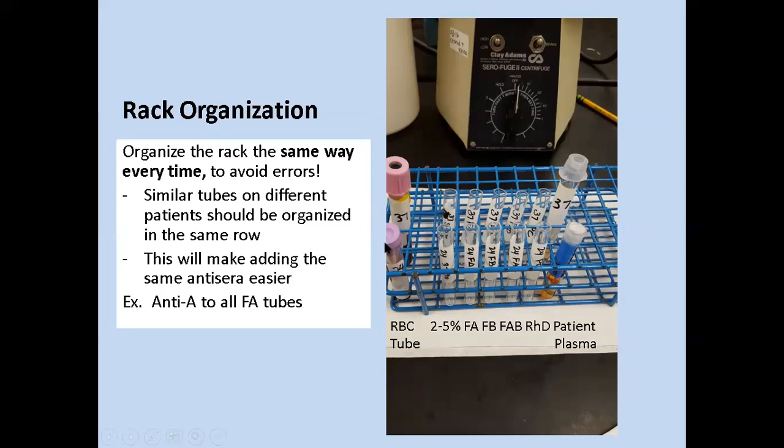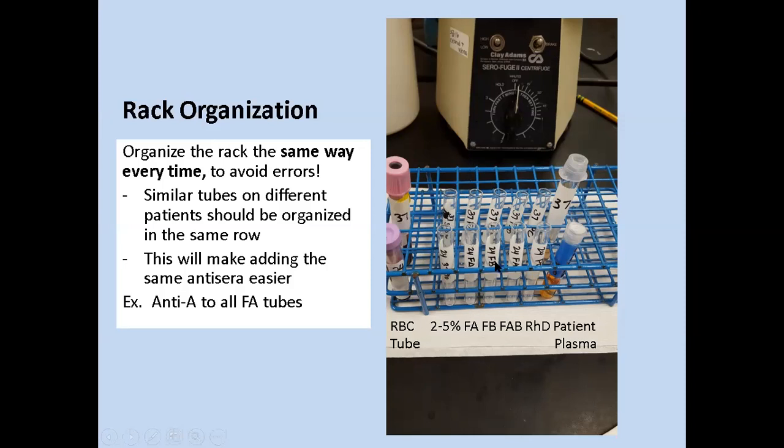And then what I'm going to do is, you can see 24, I have the 3 to 5% red cell suspension, or 2 to 5%, really could be either one. 37's 2 to 5% red cell suspension, and then FA2 for 24, FA2 for 37. I could test more. All of the FAs would be in a column going this way.